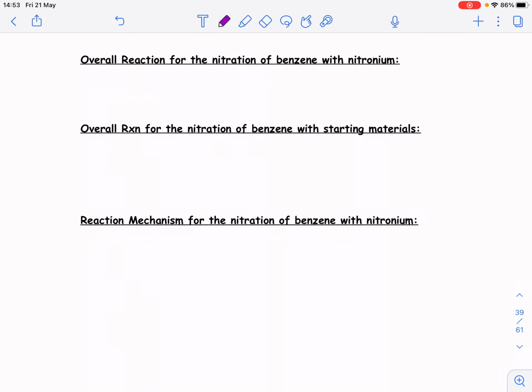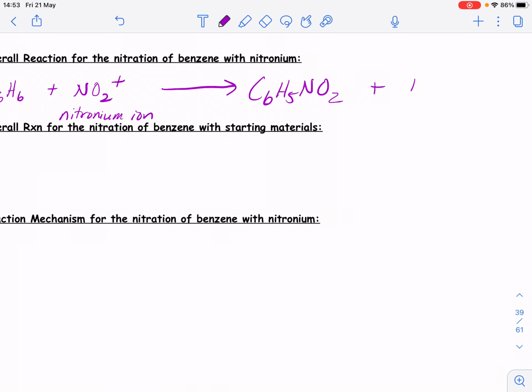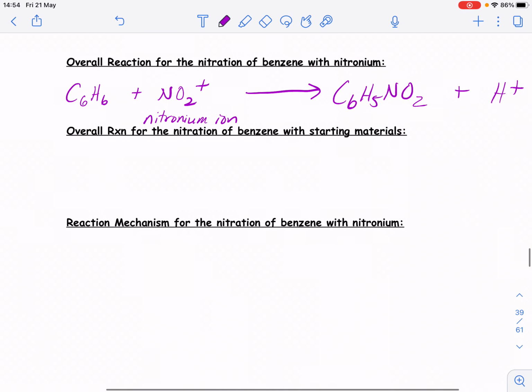The overall reaction is that we start with benzene, and the electrophile is something called nitronium. And afterwards, we will have C6H5NO2, and we will have H plus. So the NO2 has taken the spot of one of the H's on the benzene ring, and the H leaves as an H plus, and the delocalized electron ring is maintained in the end.